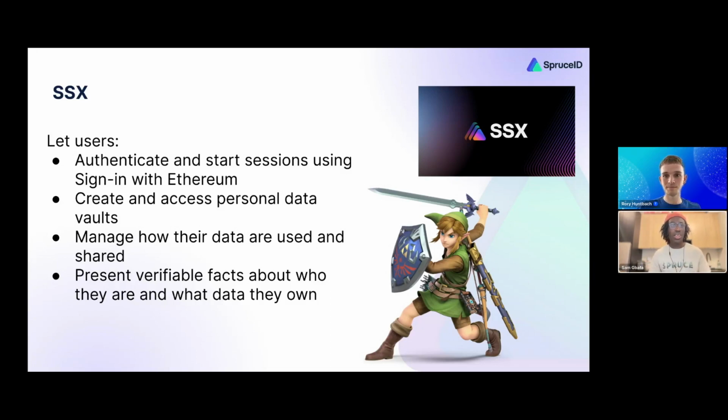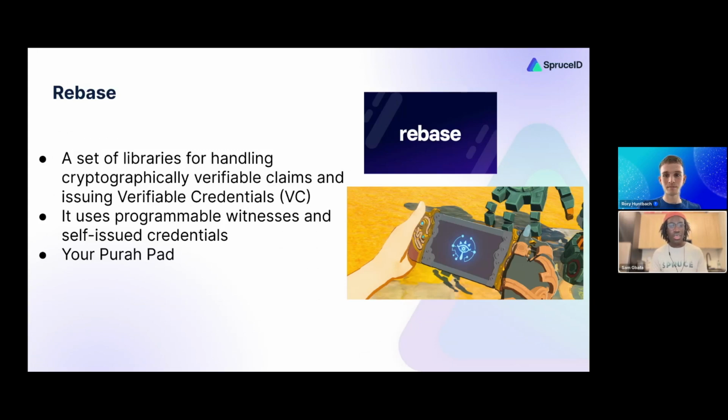After SSX, we have our library called Rebase. Rebase is a set of libraries that let us handle verifiable claims and issue verifiable credentials. It uses an idea called the programmable witness and self-issued credentials. The witness can view credentials and issue them. A witness could look at a service like Twitter, see that you've posted, and ask you to post something there. If you post it, it could issue you a credential because it's verified that you had access to the Twitter account. In our Zelda example, it'd be your Pure pad. It lets you see and verify what's real.